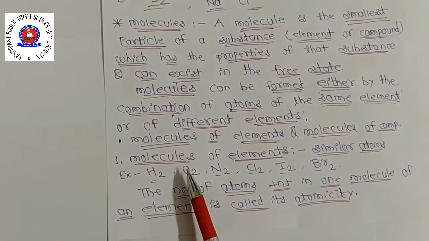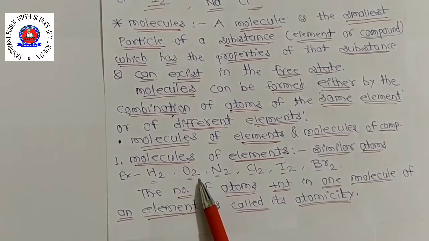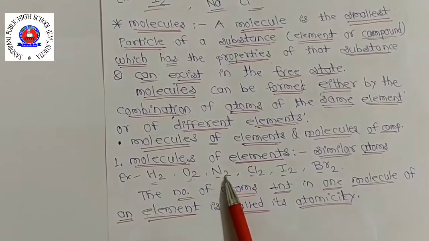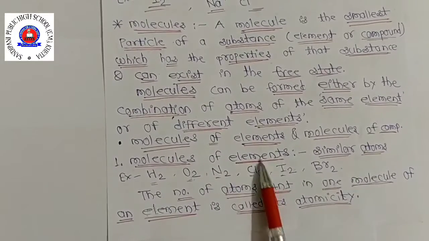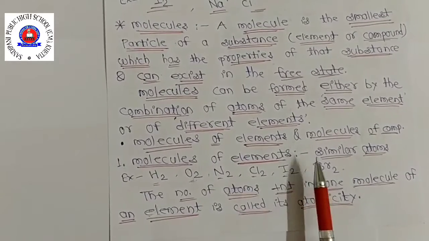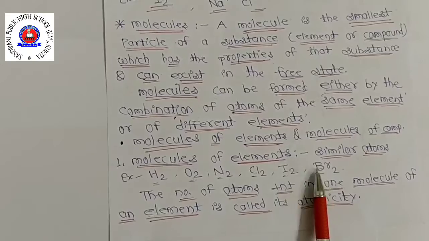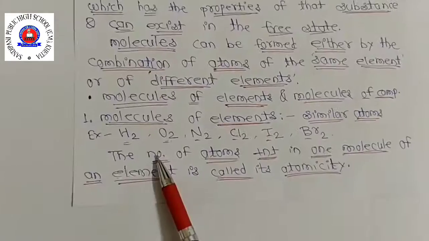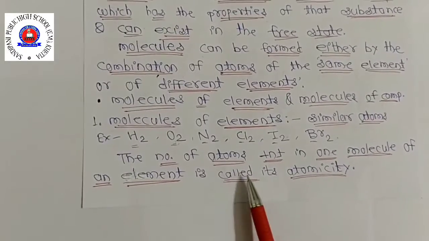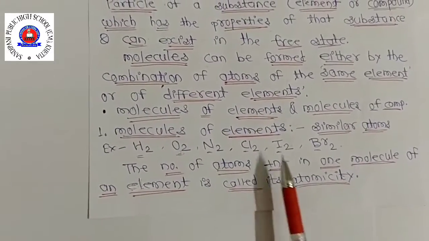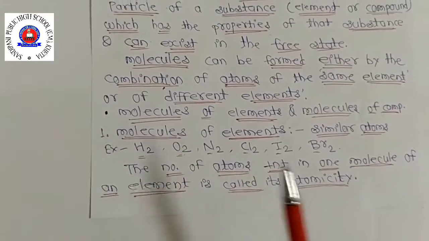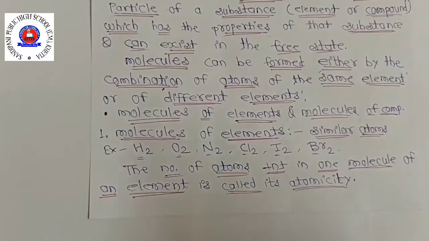Similarly, oxygen gas, O2 molecules, nitrogen gas, N2 molecules, chlorine gas, Cl2 molecules, iodine, I2 molecules, and bromine element which is liquid consists of bromine molecules. And so the number of atoms present in one molecule of an element is called its atomicity. The number of atoms present in one molecule, एक molecule में कितने number of atoms present हैं, so that is called the atomicity. Clear this one?